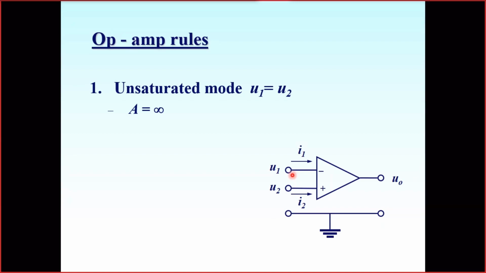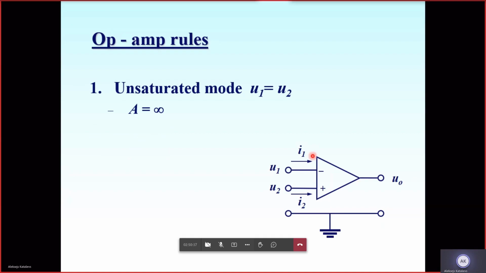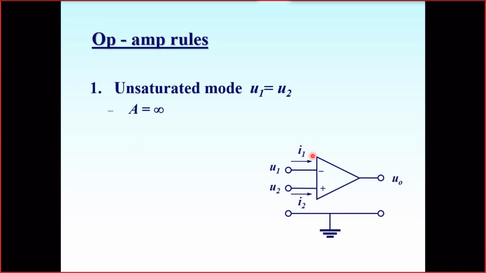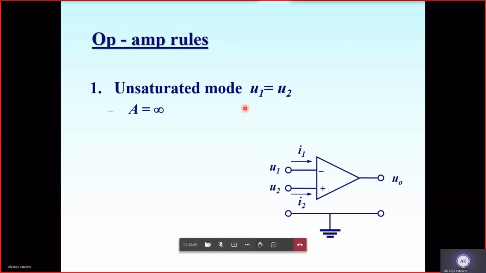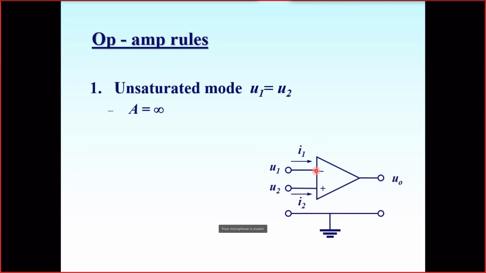In such a mode, the op-amp works in a manner where its input voltages are equal. So the inputs U2 and U1 should be equal when the amplifier is in feedback mode. So that was the first rule: when the amplifier has a feedback and works in non-saturated mode, the voltages on both the inverting and non-inverting inputs are equal.